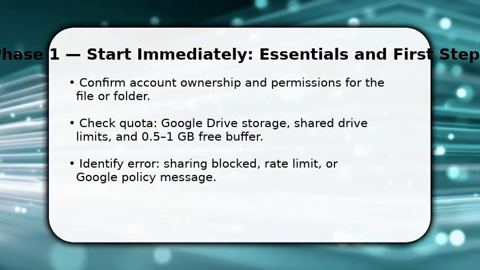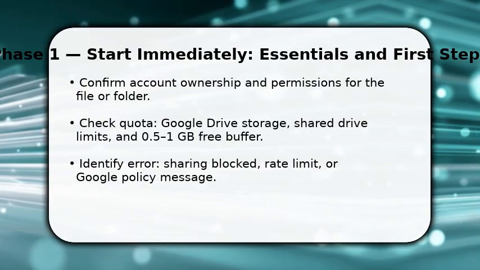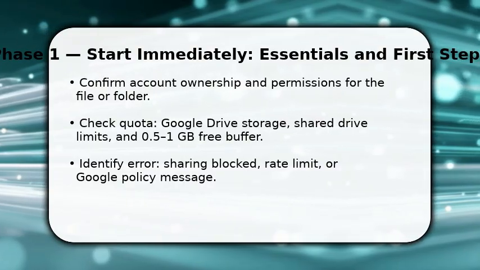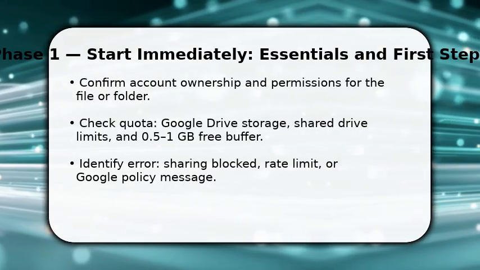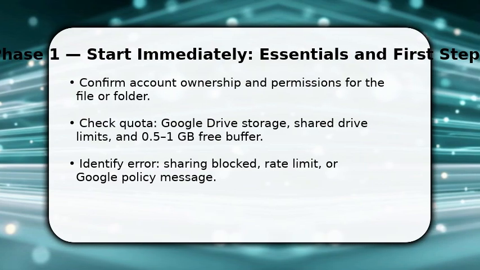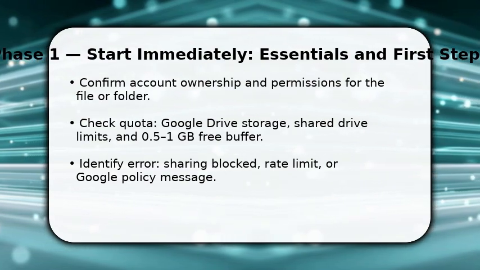Then, read the exact error text to classify it: rate limit, policy block, or simple permission issue. Once done, change the file owner if needed, or adjust sharing settings to restrict domain or audience while you prepare for the 24-hour wait. Now you act on the cause.